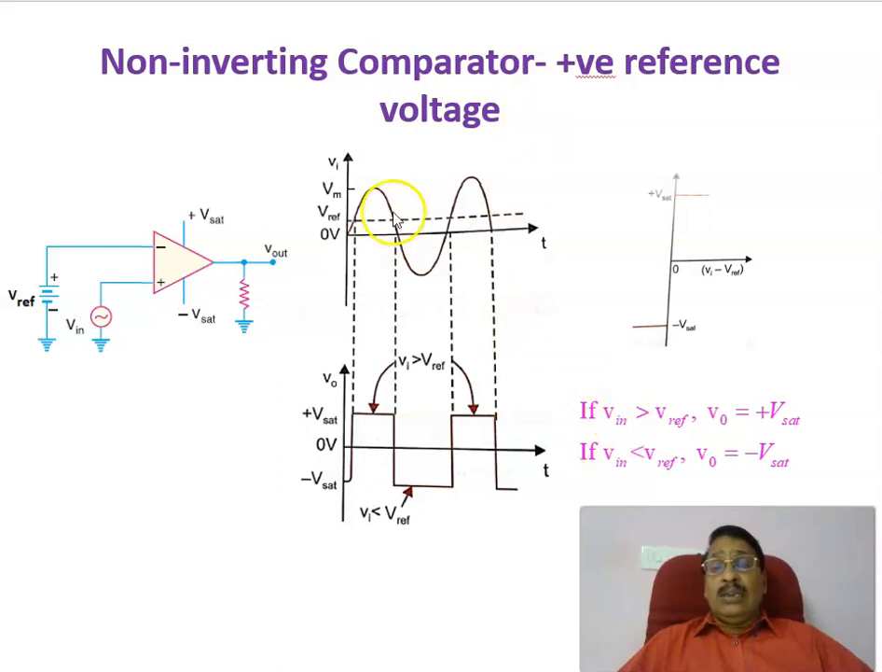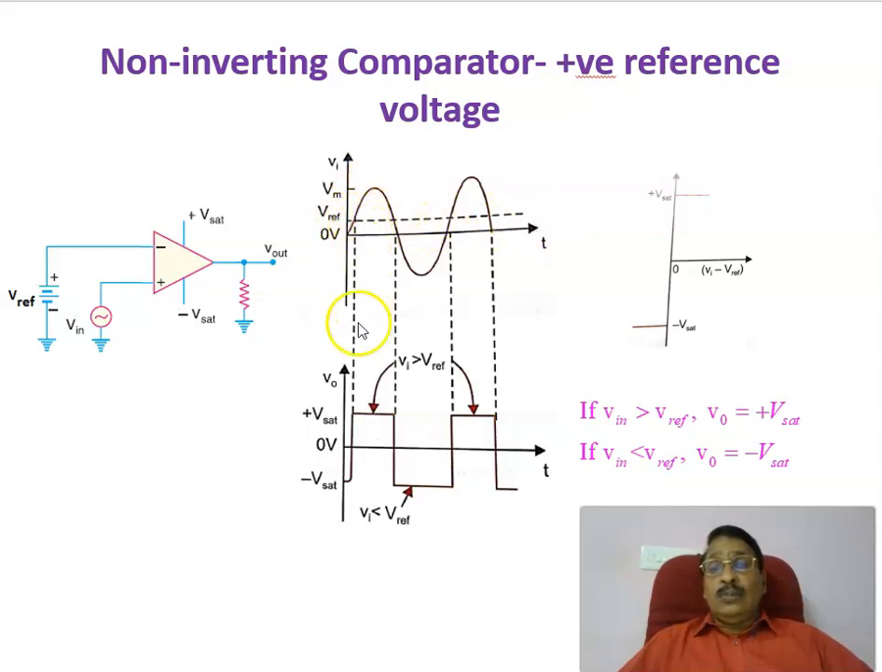Now you can apply this to this waveform. This is the input waveform, a sinusoidal input applied to the non-inverting terminal, and it is compared with a positive reference voltage. Assume the input is 10 sin omega t, and the reference voltage is 4 volts, something like that. It's a positive reference voltage. Now apply the rule: if the input voltage is more than the reference voltage, the output voltage is equal to plus Vsat. Therefore, in this case, from here to here, you can see that the input voltage is more than the reference voltage.